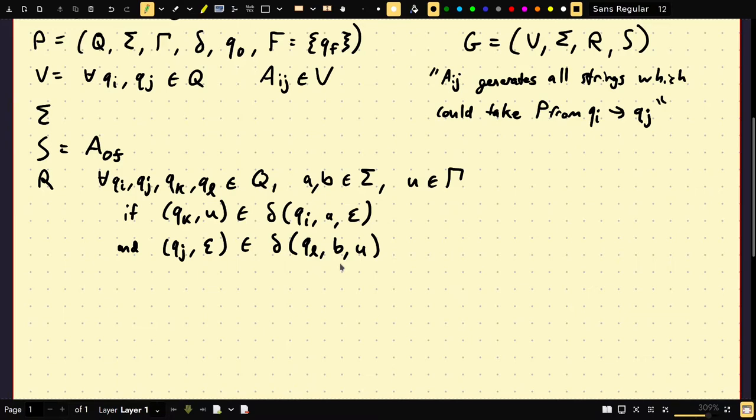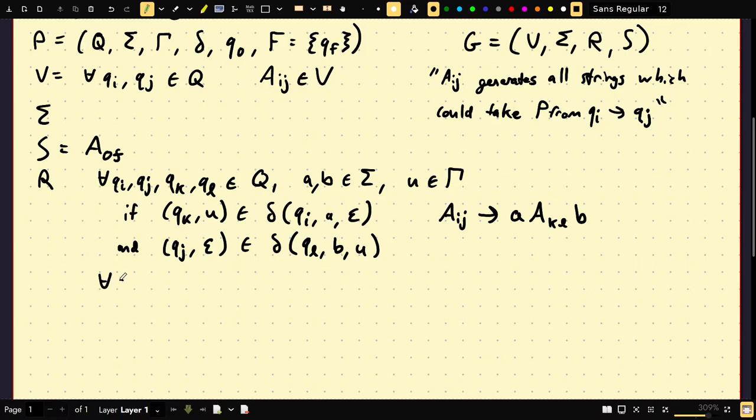If this is the case, then we add a production rule of the form AIJ goes to A AKL B. I'll explain this in much more detail in the proof, but this is just the construction for now. Then that's just one type of rule. We have actually three kinds.